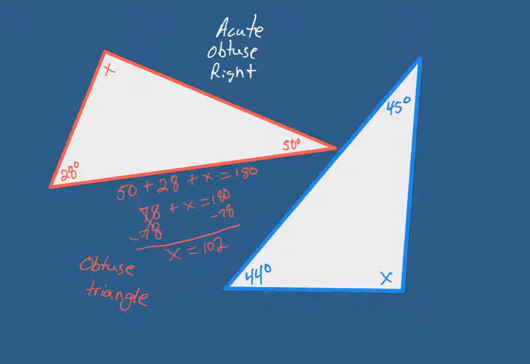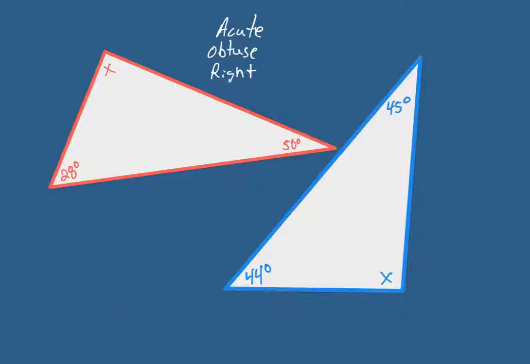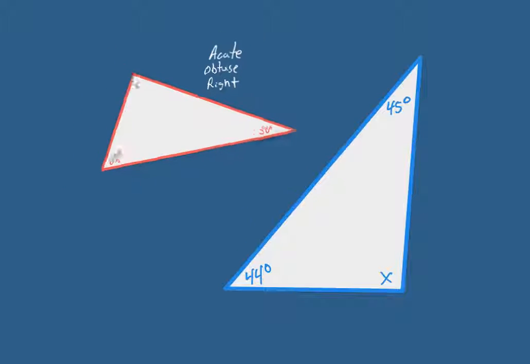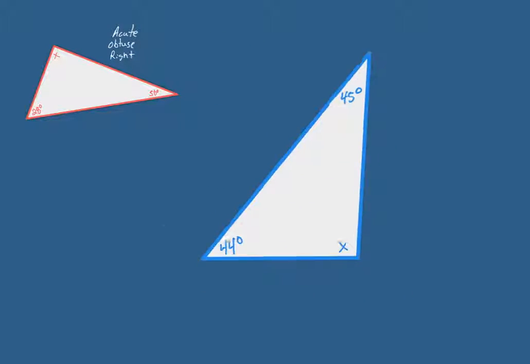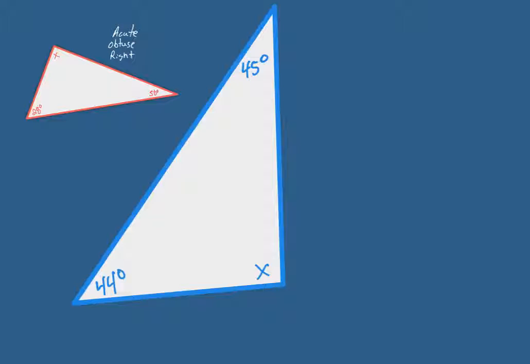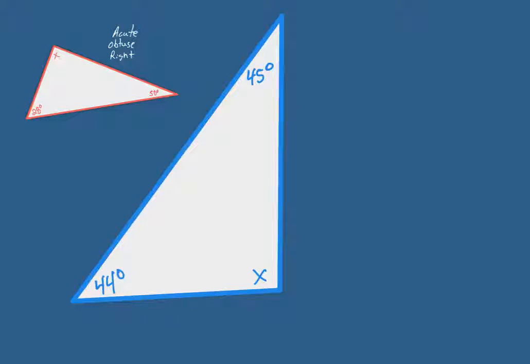So let's move on and talk about the blue triangle. Give me a quick second to erase the work that we've done so we can get a little bit more room. I made these a little bit too big. There we go. Now we can move this one over, and we will work this one over here on the right-hand side. So for this blue one, we are going to have 45 plus 44 plus x, and again, that all equals 180 degrees.